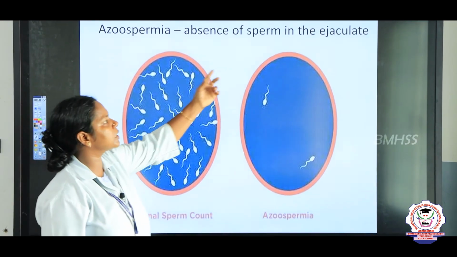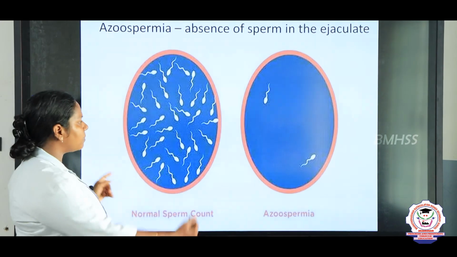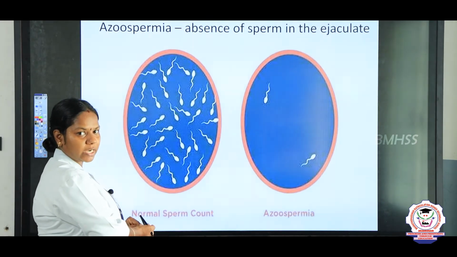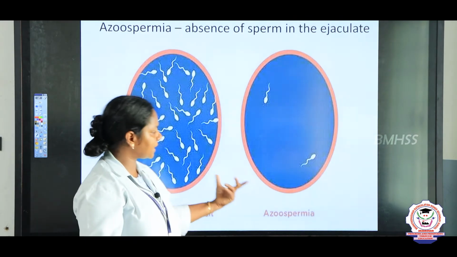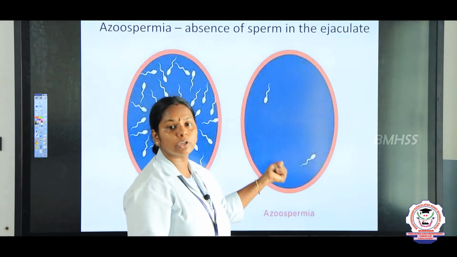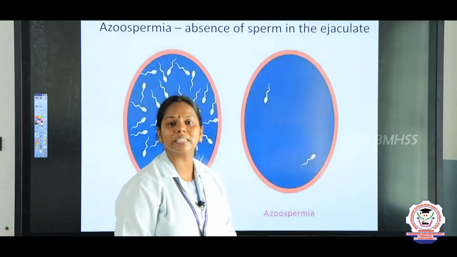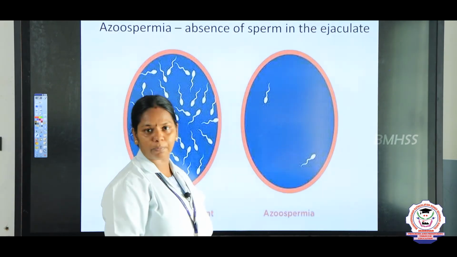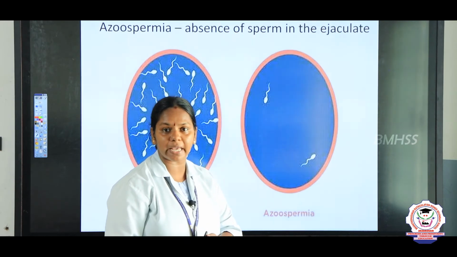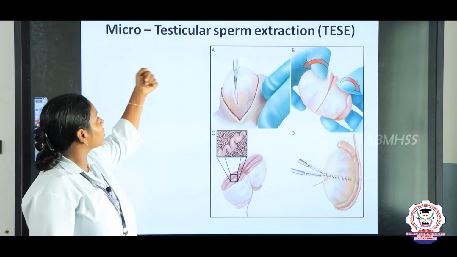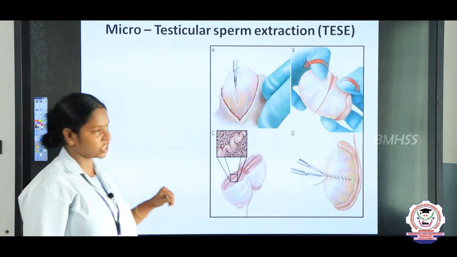Azoospermia is the absence of sperm in the ejaculate. A normal individual must possess 200 million sperms per ejaculation. Due to some defect, the person is not able to produce viable sperm, or there is an absence of sperm. We call this condition azoospermia. So what is the treatment for azoospermia? The treatment for azoospermia is microtesticular sperm extraction, right?